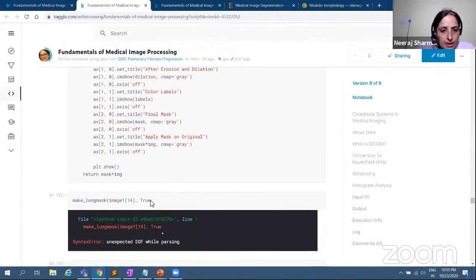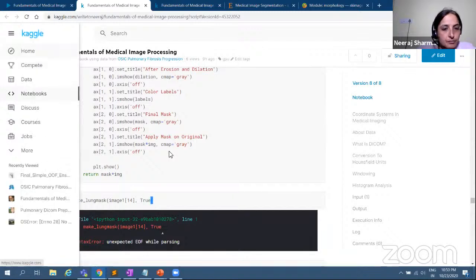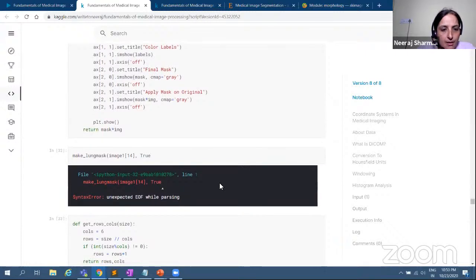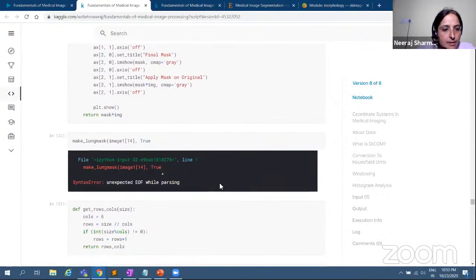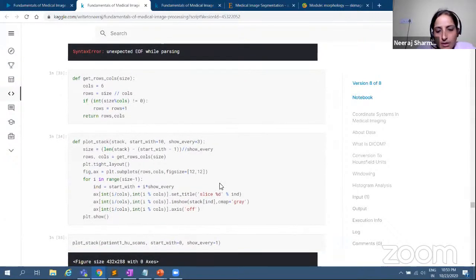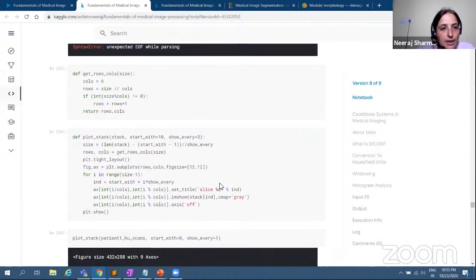Okay, so basically, the closing brackets are missing, that's why that's a problem. Anyways, we will see just now how the segmentations look.